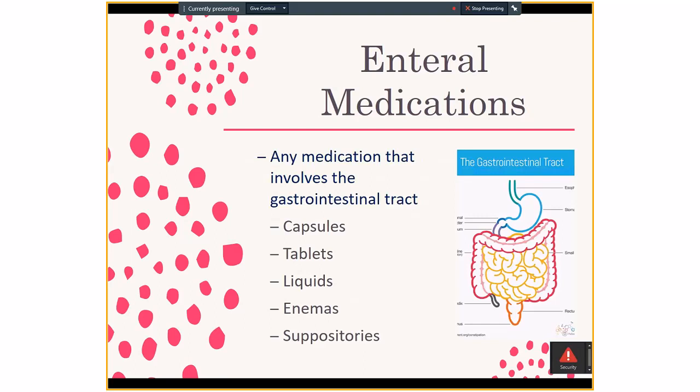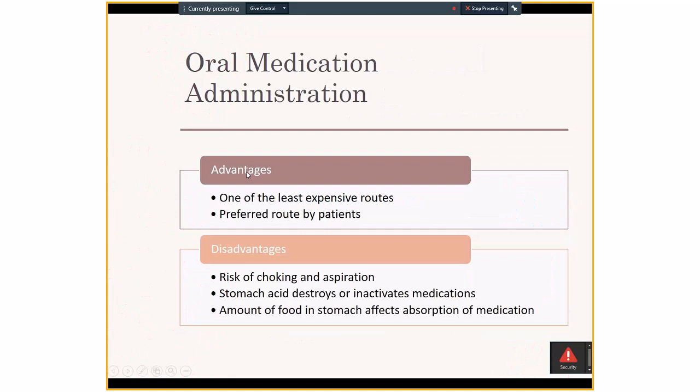Some examples are capsules, tablets, liquids, enemas, and suppositories. The advantage is that they're the cheapest types of medications. So that's always an advantage for people. And usually patients prefer that. I'd rather have somebody give me a pill than get a shot or an IV for sure. But the disadvantage is if they have swallowing problems, they might choke on their medications, especially because some of those pills are so big, so that can be a challenge for some people, and sometimes you can crush them up or get liquid forms too, so that helps.